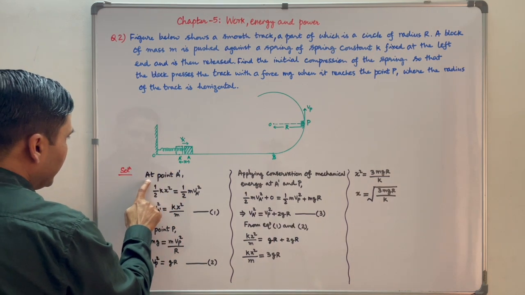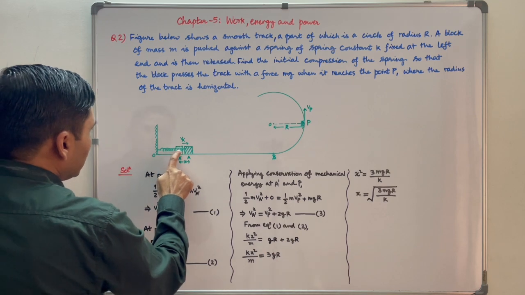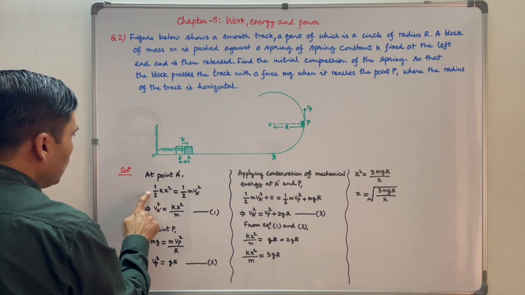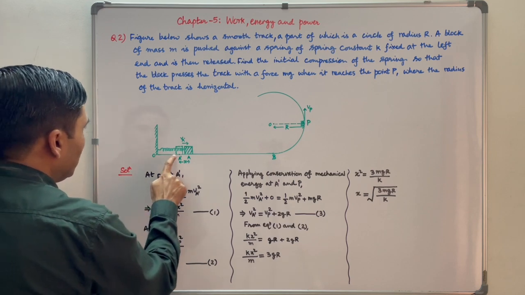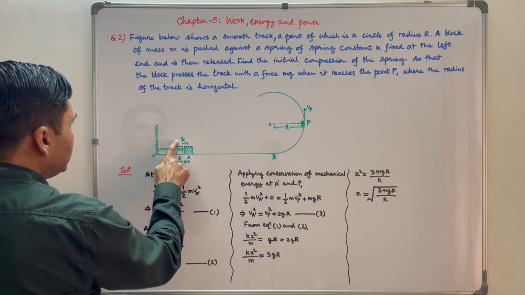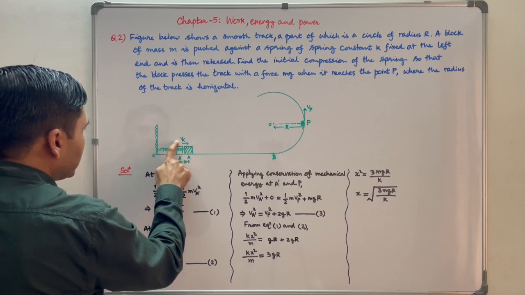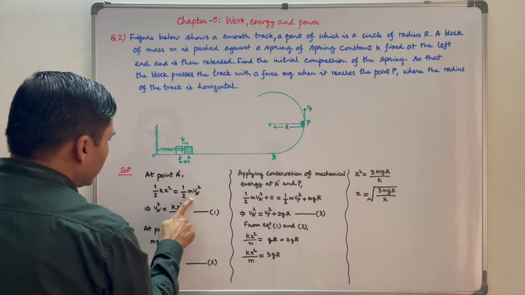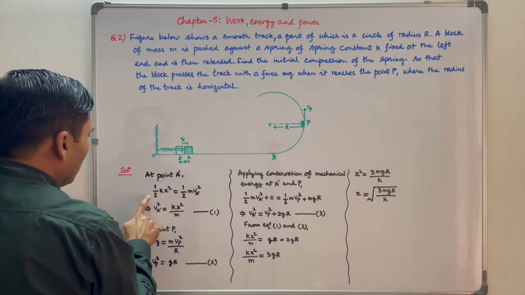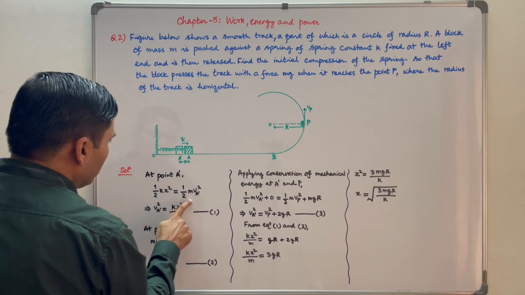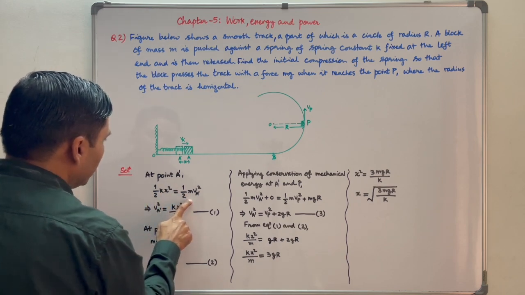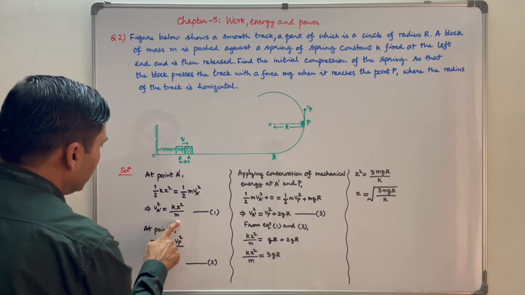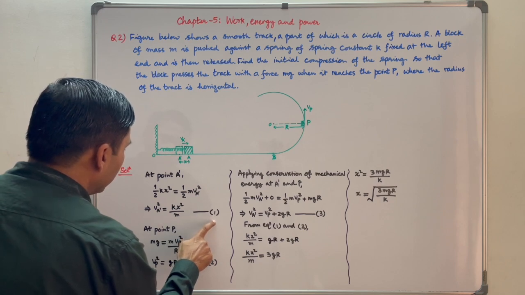At point A dash, when the spring is compressed by a distance x, potential energy of the spring is 1 by 2 kx square. When the block is released, let's say its initial velocity is VA dash. So that potential energy of the spring is converted to kinetic energy of the block. So 1 by 2 kx square is equal to 1 by 2 m VA dash square. This gives VA dash square is equal to kx square upon m. Suppose this is equation number 1.